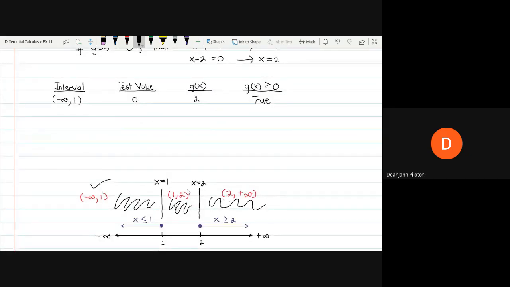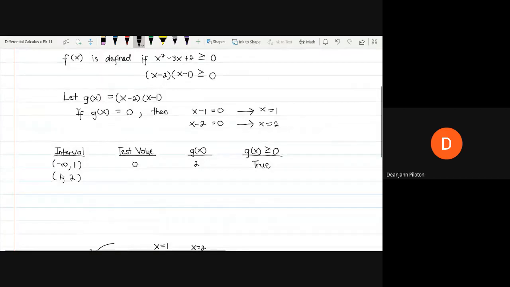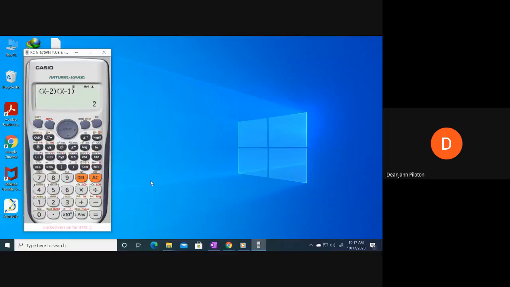Ang next nimo i-test is katong within sa value sa 1 and sa 2 na domain. So, makuha kag test value na within sa 1 and 2. So, let's try 1.5. Then, evaluate na nato itong g of x if kung 1.5 ang imong x. So, press na nimo imong calc. Then, mangutana na siya sa x value. Then, input nimo 1.5.